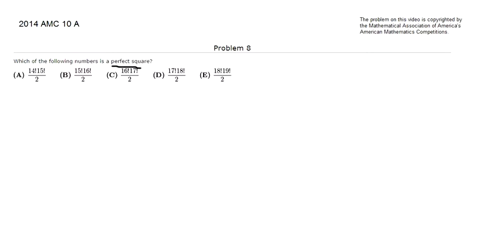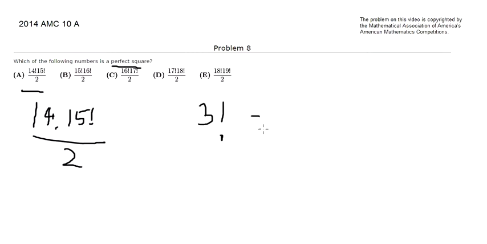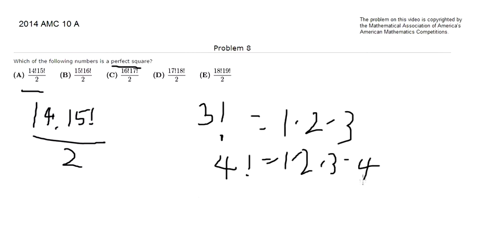Okay. So A is 14 factorial times 15 factorial divided by 2. How do we know if this is a perfect square? Okay, so what is this? What is this sign standing for? Well, it's a product of all the numbers from 1 to that number. Like 3 factorial is 1 times 2 times 3. 4 factorial is 1 times 2 times 3 times 4. 15 factorial is 1 times 2 times 3, and so on till you multiply by 15. So this is what a factorial is.